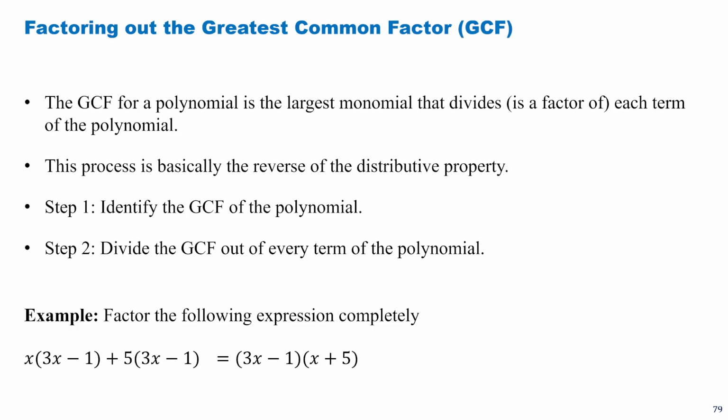So the first one is very easy. Factoring out the greatest common factor or GCF. The GCF for a polynomial is the largest monomial that lies in a factor of each term of the polynomial. This process is basically the reverse of the distributive property. So basically that involves 2 steps. The first step is to identify the GCF of the polynomial, right? And step 2 is to divide the GCF out of every term of a polynomial.